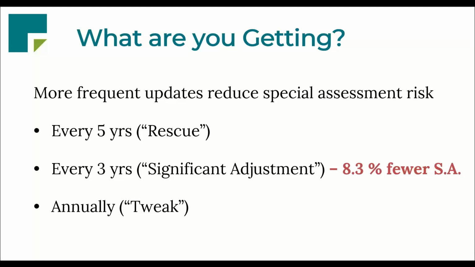So in addition to my impressions, let me give you some numbers. Associations that hire us every 3 years instead of every 5 years have 8.3% fewer special assessments than the 5-year group. And that's simply because they've limited their drifting away from the original plan to just 3 years instead of getting 5 years off the original plan.